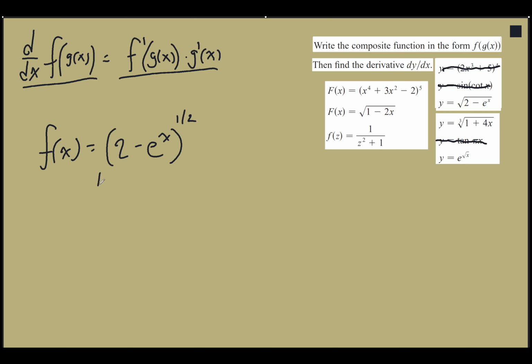So that means the first part is to do f prime, which says this. Put the original right in there. That's our inside function, g of x. And then multiply by its derivative. Well, what's the derivative of this? We know that numbers fall off, so we're taking the derivative of negative e to the x, which is negative e to the x. So we should get negative e to the x over 2 root 2 minus e to the x. Problem solved. Next one.